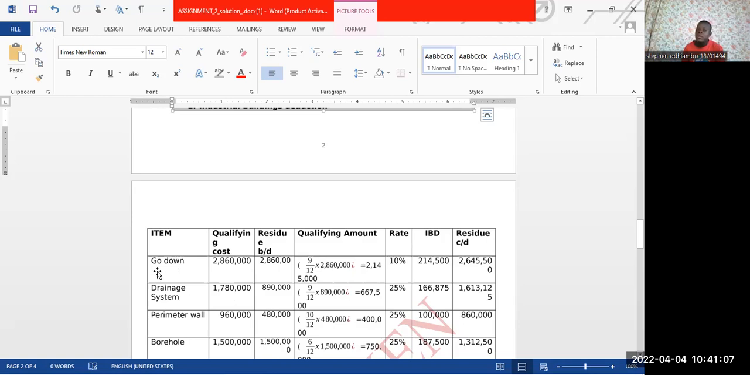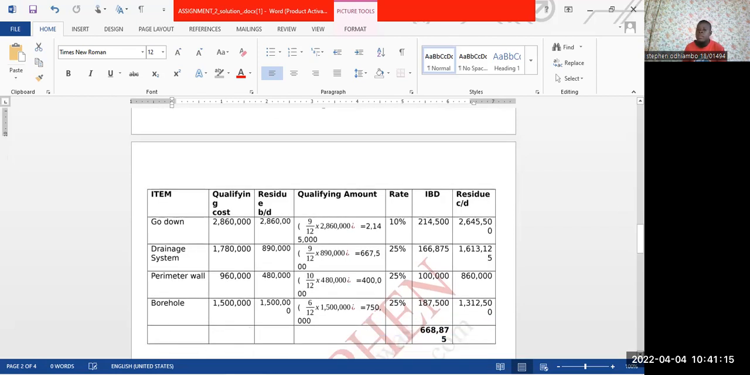So we have either go down, drainage, we have boreholes, we have perimeter wall. Perimeter wall, I think everyone by now knows what a perimeter wall is. Just a wall surrounding a building. It can either be that tall or that short. It's based on how people build. So these are the information.